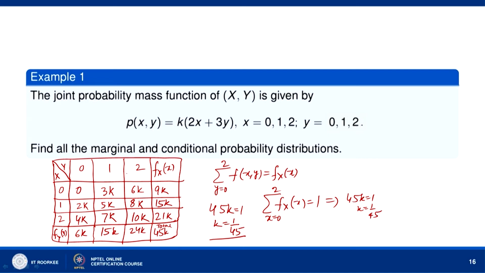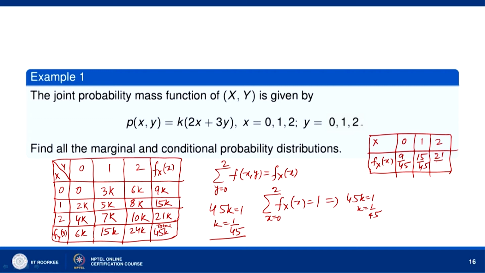Now, we find the marginal probability function, marginal distribution of x. So, let us form the table of marginal distribution function of x. So, x, f(x). x takes the values 0, 1, 2. When x is equal to 0, we have f(x) equal to 9k, that is 9 by 45. When x is equal to 1, we have 15k, 15 by 45, and when x is equal to 2, we have 21k, so 21 by 45.